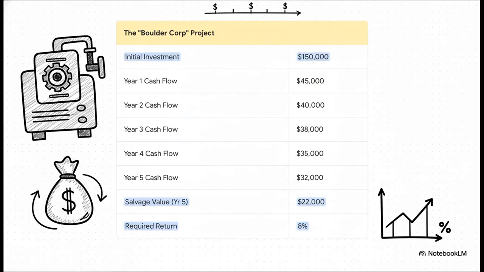And here are the numbers pulled straight from your exam review sheet. This is the Boulder Court project. They're looking at a machine that costs $150,000 up front. You can see the cash it's expected to generate each year, plus what it can be sold for after 5 years. That's the salvage value. And that last number, the 8% required rate of return, is crucial. We're going to use all of these numbers for the rest of our calculations.